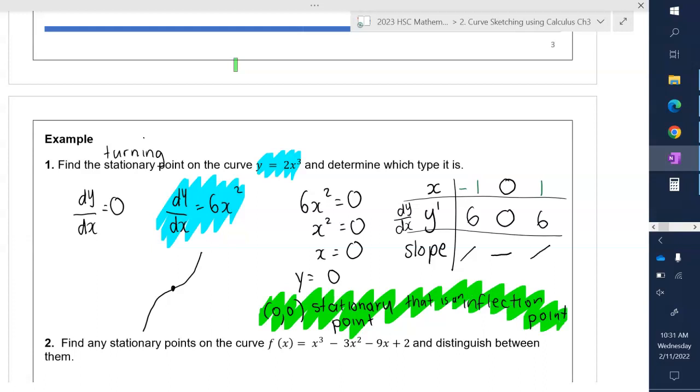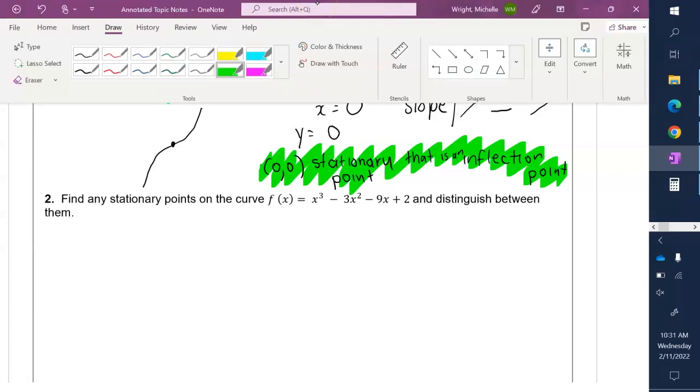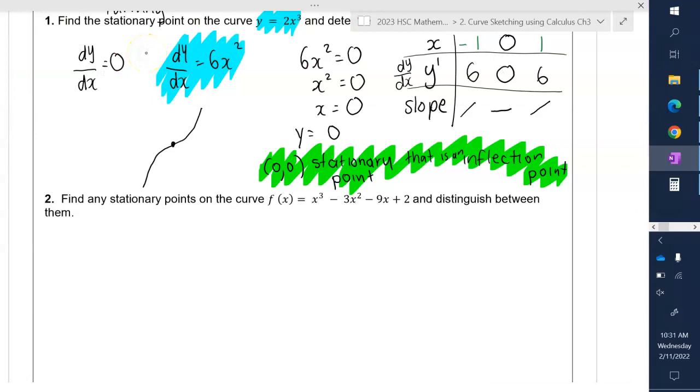Okay, so for the next one. Find any stationary points on the curve. f(x) is equal to x cubed minus 3x squared minus 9x plus 2. So you don't panic when you get a cubic, because when you find your dy/dx, you're going to end up with a quadratic. So that's something that we can definitely work with. So stationary points. When do our stationary points happen? They happen when dy/dx is equal to 0.